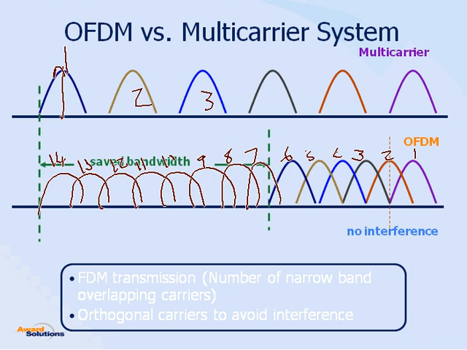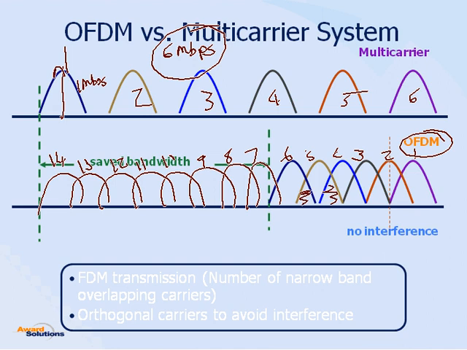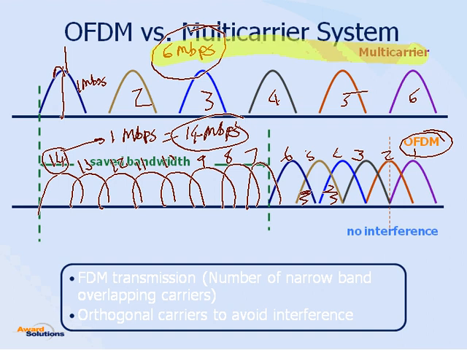So if earlier I had 6 subcarriers and each could carry 1 megabit per second, now in a traditional system I could have supported 6 megabits per second. Since OFDM systems do not have to worry about interference between adjacent carriers, I could squeeze in many subcarriers here, 14. Each carries, let's say, again 1 megabit per second. This helps me get 14 megabits per second. So rather than supporting 6 megabits per second in a traditional multi-carrier system, I am now able to support 14 megabits per second in case of OFDM system.